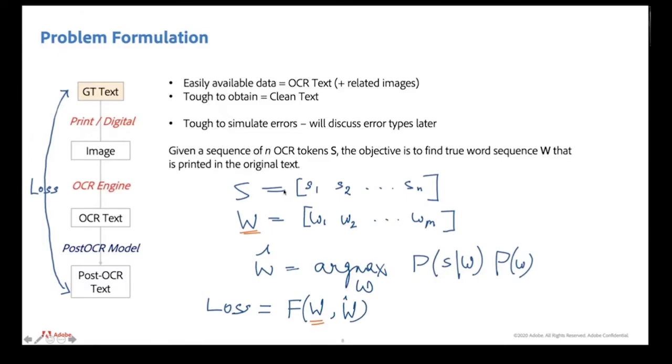You have this sentence S, which is the OCR text with tokens S1 to Sn, and you have W, which is the ground truth text, W1 to Wm. They need not be equal because of white space errors, breaks and so on. So the idea is to get this W cap, which maximizes this probability distribution, and the loss is over W and W cap. But note that W is not actually available. It's rarely available.